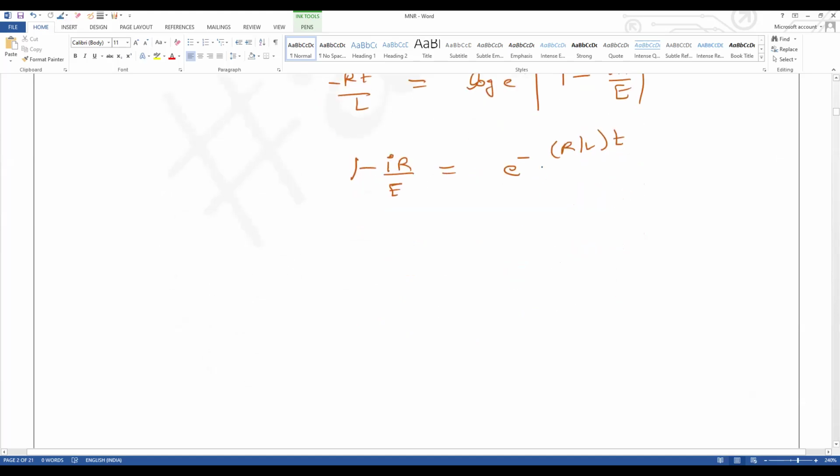So now what I will do, I will bring this side positive and this one I will bring negative. So I'll write 1 minus e power minus R by L into T, which is equal to IR by E. So I want it now, I.